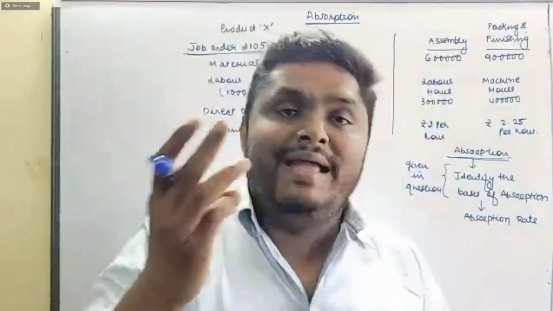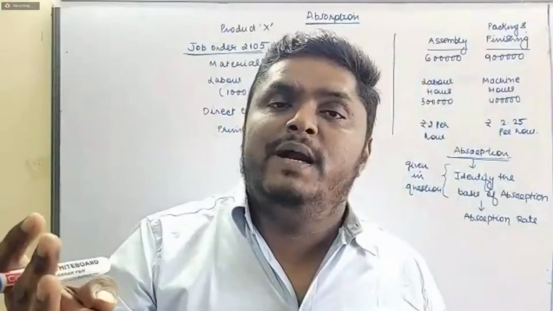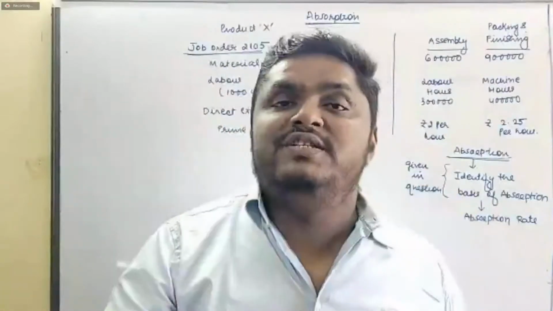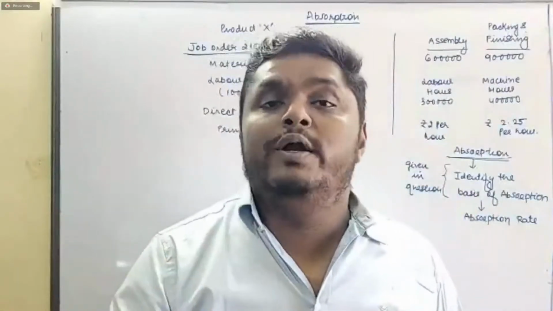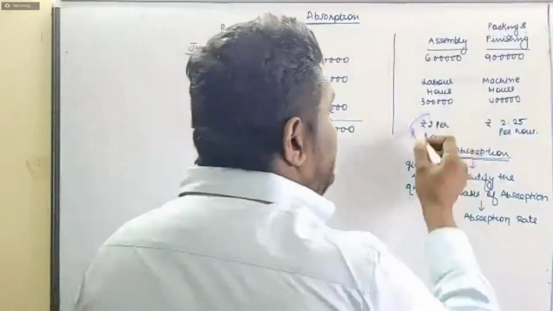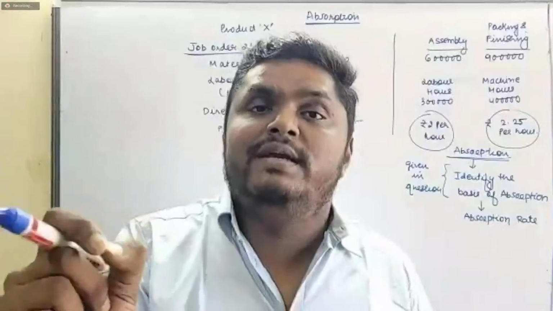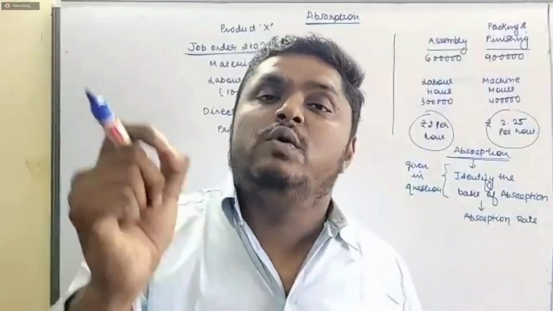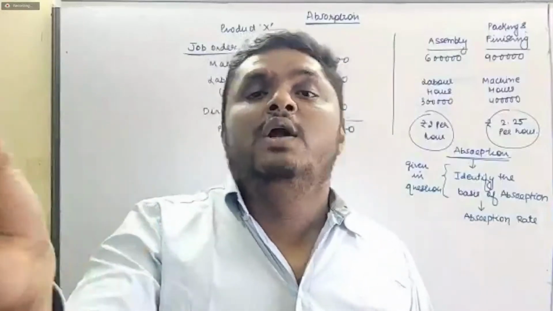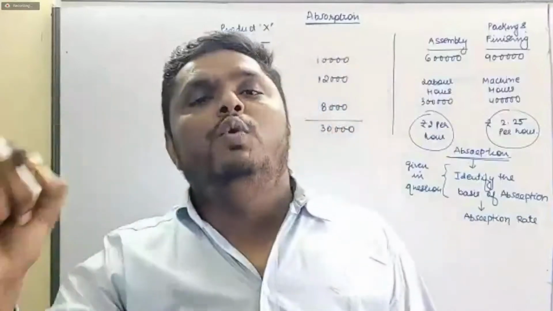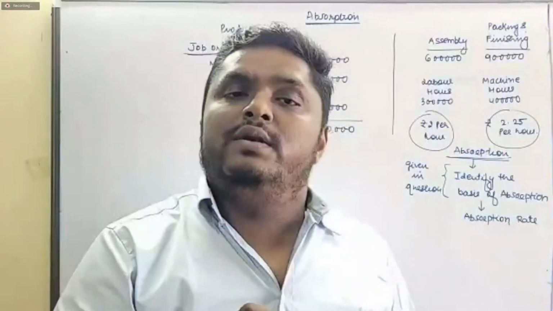₹2 per hour. 9 lakh overheads of packing and finishing department for 4 lakh machine hours. So how much it will be per hour? 2.25. So this rate as calculated is the absorption rate. And this absorption rate is used to charge the overheads of production department to a particular job or to a particular product to calculate the total cost.